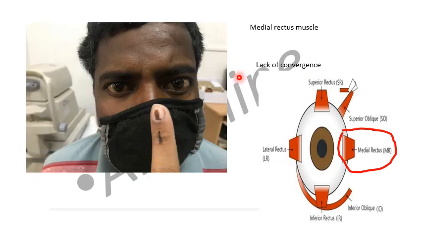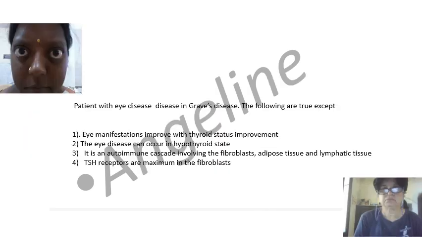What about medial rectus? As usual, the second one will be the medial rectus. There will be lack of convergence. You can see they are asked to see the point, and you can see that the eyes are really far apart. They have not come close together. There is no convergence to focus on this object. So it's the medial rectus which is involved.